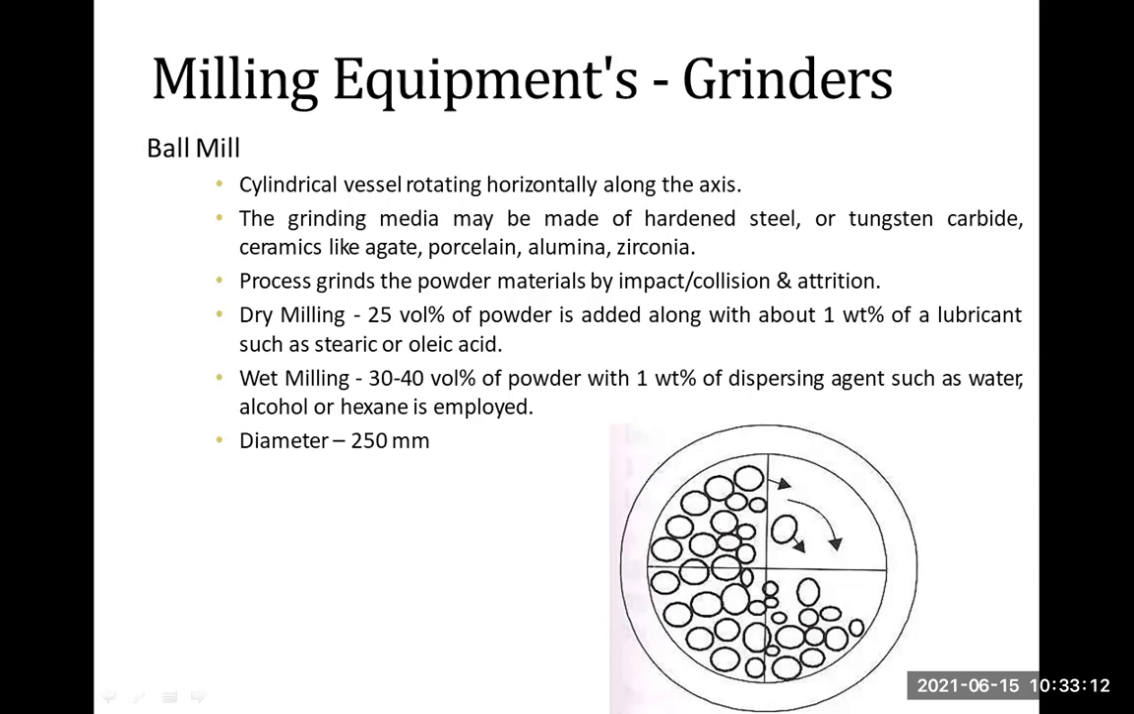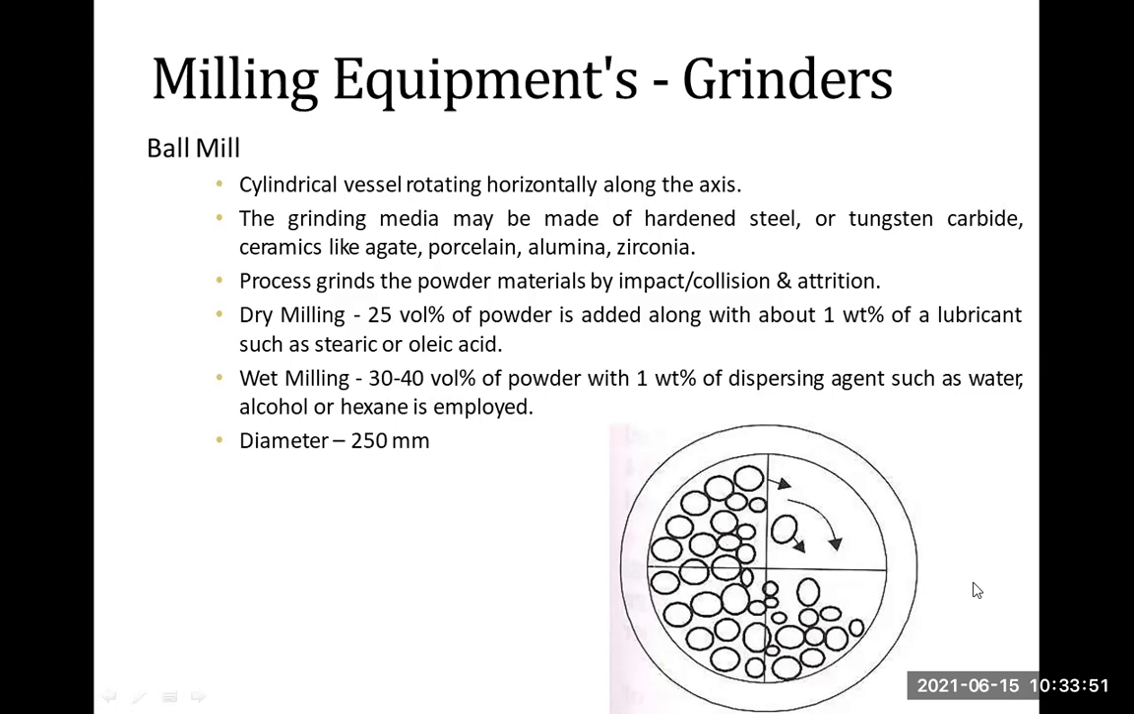In case of the ball mill process, the rotation of the drum that we are going to use plays an important role, especially for the machining operation. If the rotation is not up to the required level, then automatically there will be an error in the milling operation. In case of dry milling operation, generally 25 volume percentage of powder is added along with 1 percent weight of lubricants like stearic or oleic acids.